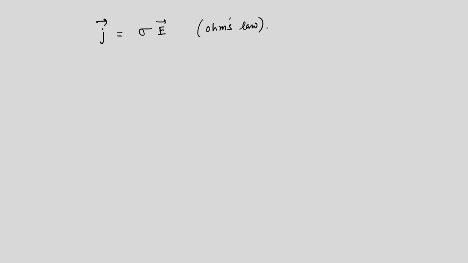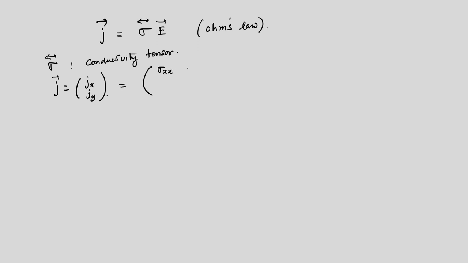So if you consider that you have a J that's only confined in the xy plane, then this sigma is actually called the conductivity tensor, and sometimes we'll write it with a double-headed arrow, but even if we don't, always understand that this is a tensor. So J has two components, Jx and Jy. If we write this, our sigma will be like sigma xx, sigma xy, sigma yx. We have to be a little careful: sigma xy and sigma yx may not be the same, and in this particular case it is definitely not the same.